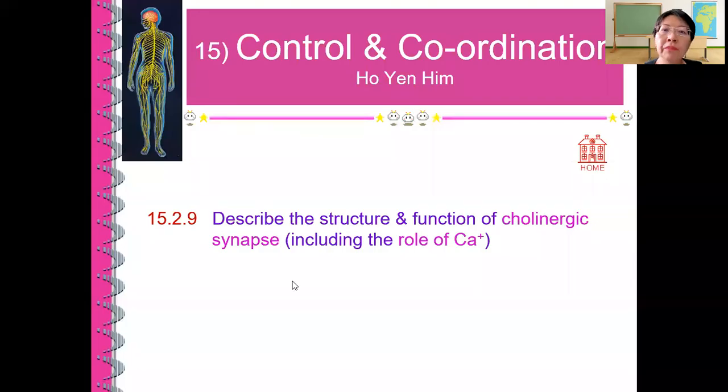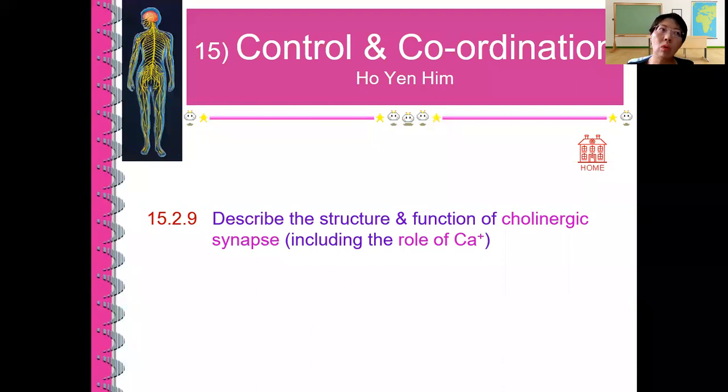Okay. So in this lesson, we are going to describe the structure and function of cholinergic synapse, including the role of calcium ion. Cholinergic synapse means you already know synapse is a junction between two neurons. Cholinergic means what is the type of chemical that the neuron will send in order to send the message from one neuron to the next neuron. So it sends the acetylcholine.